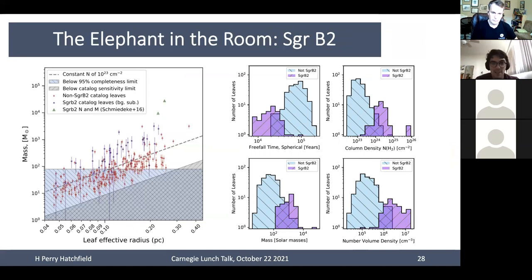So I mentioned Sagittarius B2, which has been kind of an elephant in the room when it comes to the CMZ. It is sort of unlike anything else that is occurring in the central molecular zone, where you have objects that are just considerably more massive per unit size than anything else in the galaxy. And in physical parameter space, Sagittarius B2 just seems to be fundamentally different.